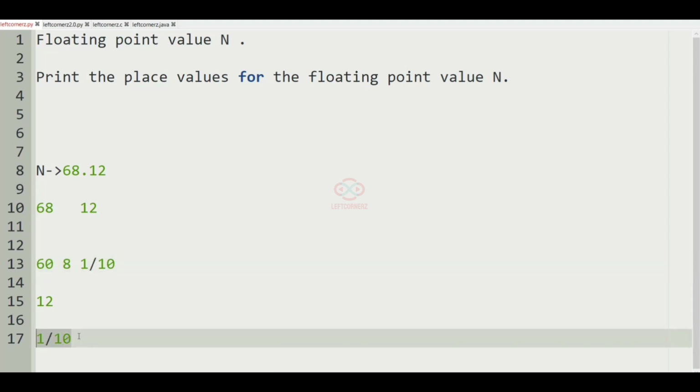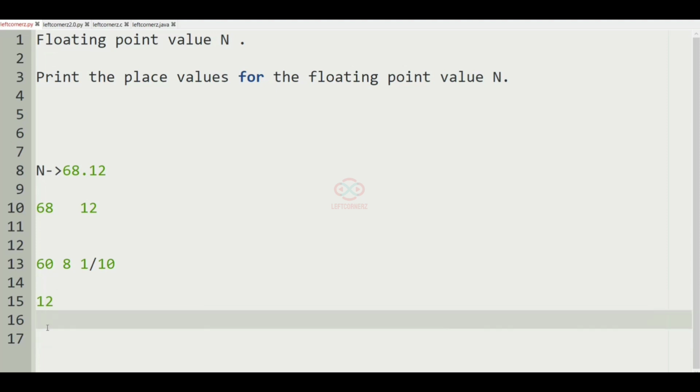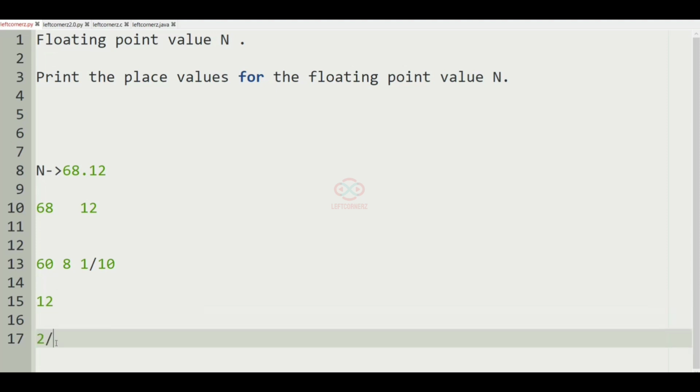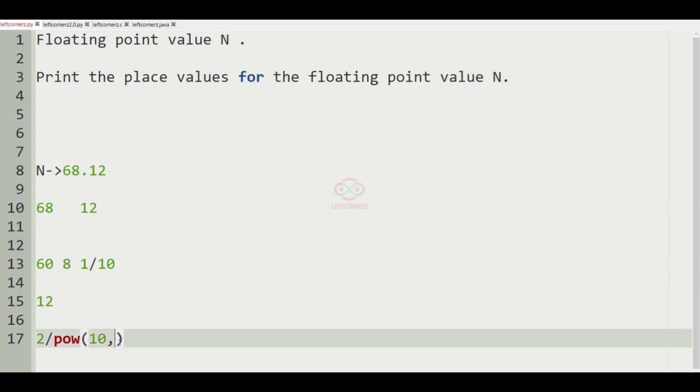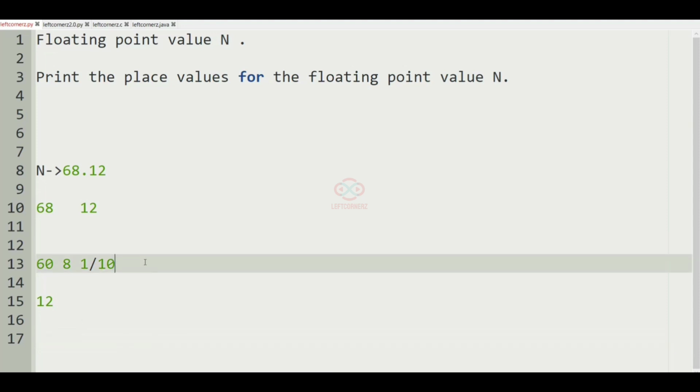In such a case, 2 will be divided by 10 to the power of the position. Since it is in the second position, 10 to the power 2 is 100. So we have 2 by 100. So we have it here, and this will be our output.